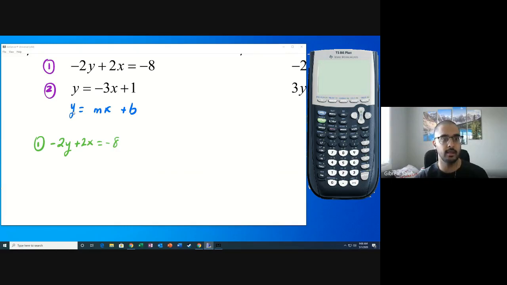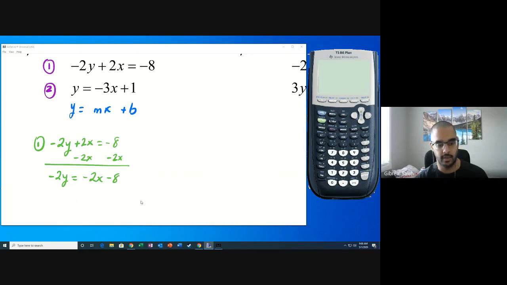And I want it to say y equals. Right now it says -2y plus 2x equals. So I got to get rid of a bunch of stuff here. So let's subtract 2x from both sides, which will give us -2y equals -2x minus 8. I'm deliberately putting that x term first, so it follows our slope-intercept form.